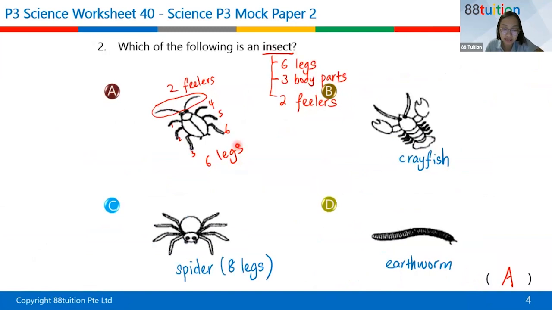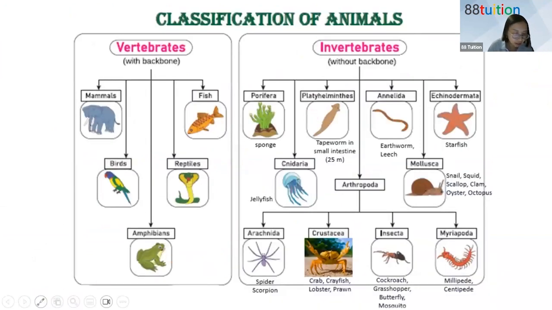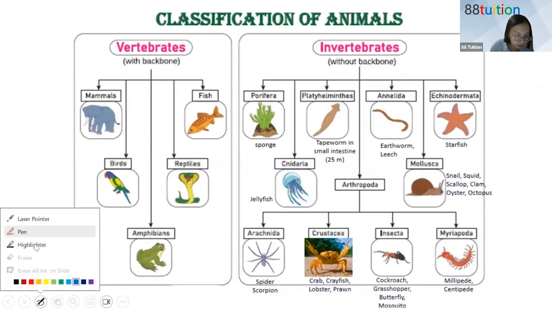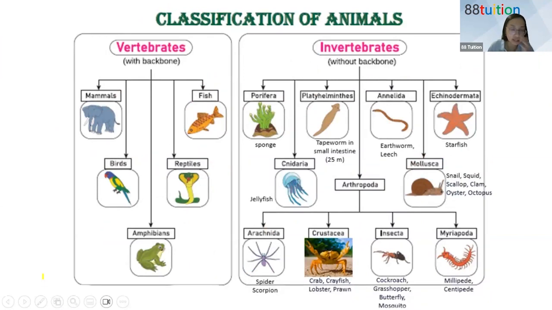All right, so this one is an insect. It is an insect because all insects have 6 legs, all insects have 3 body parts, and all insects have 2 feelers. This part is just to highlight to you in your syllabus.